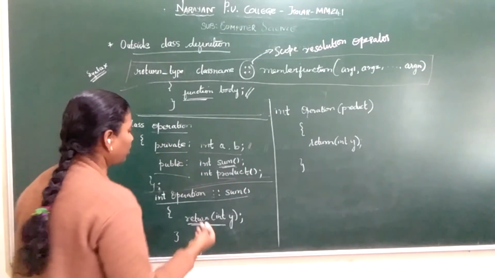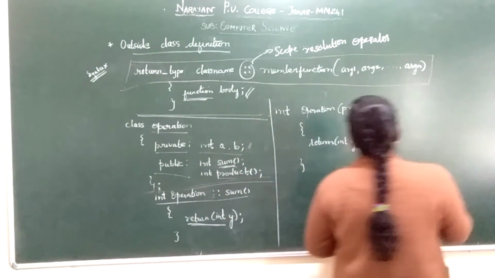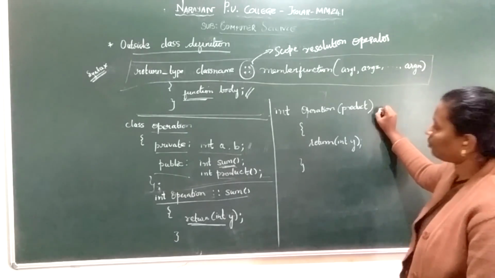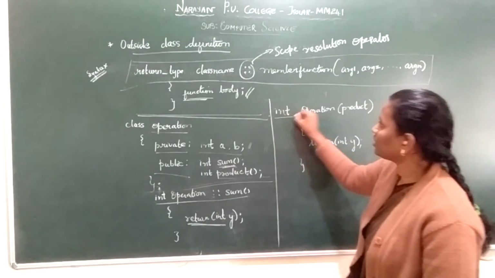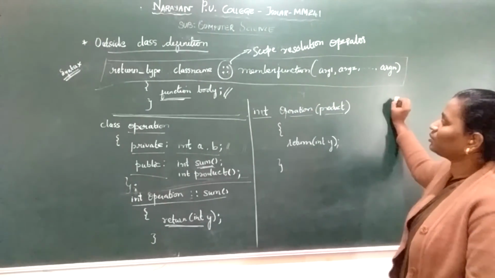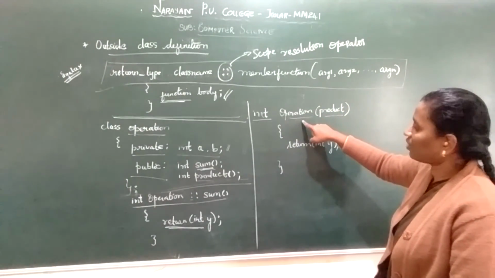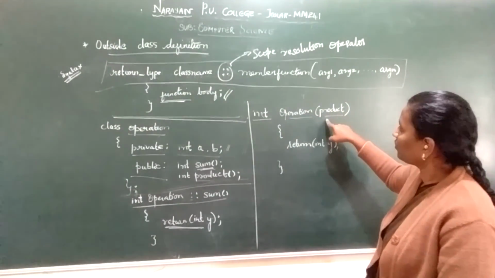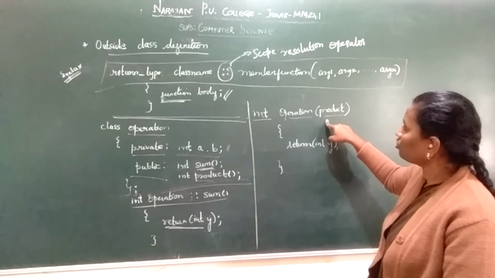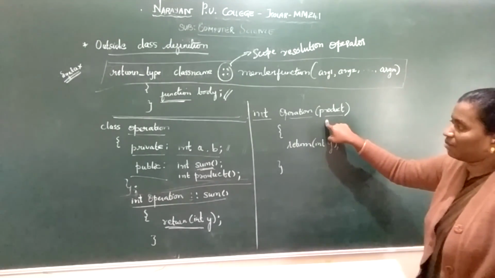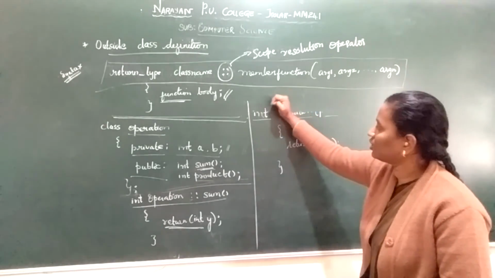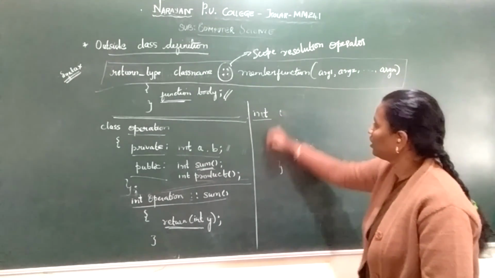Next we have product. For product it is the same thing. The next operation is product. Here again I give the return type and the function name. Here also you are supposed to mention it the same way, with int and Operation.